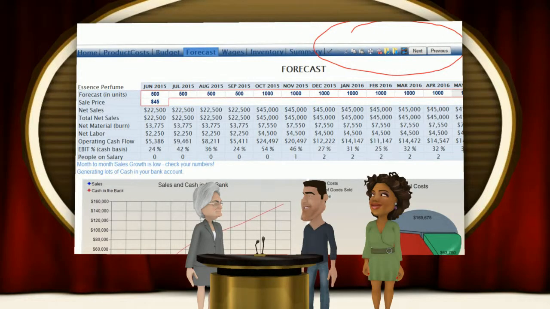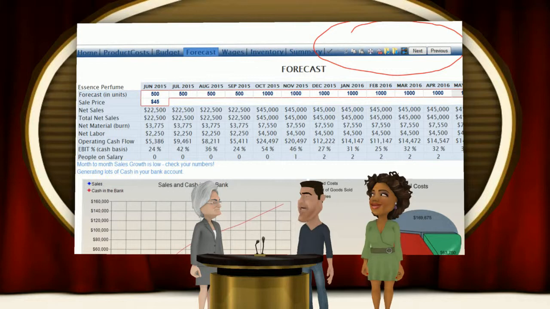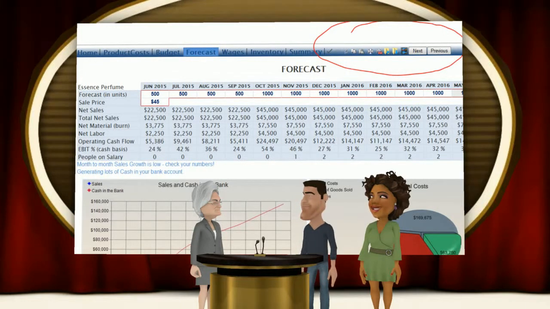We are going to predict how many units, in this case, bottles of perfume, we are going to sell each month. When I enter a number in the forecast cell, that number multiplies the variable cost times the unit number and totals it to the sales amount for the month. Wait a minute. How do I know what number to put in? I will get to that, Mrs.